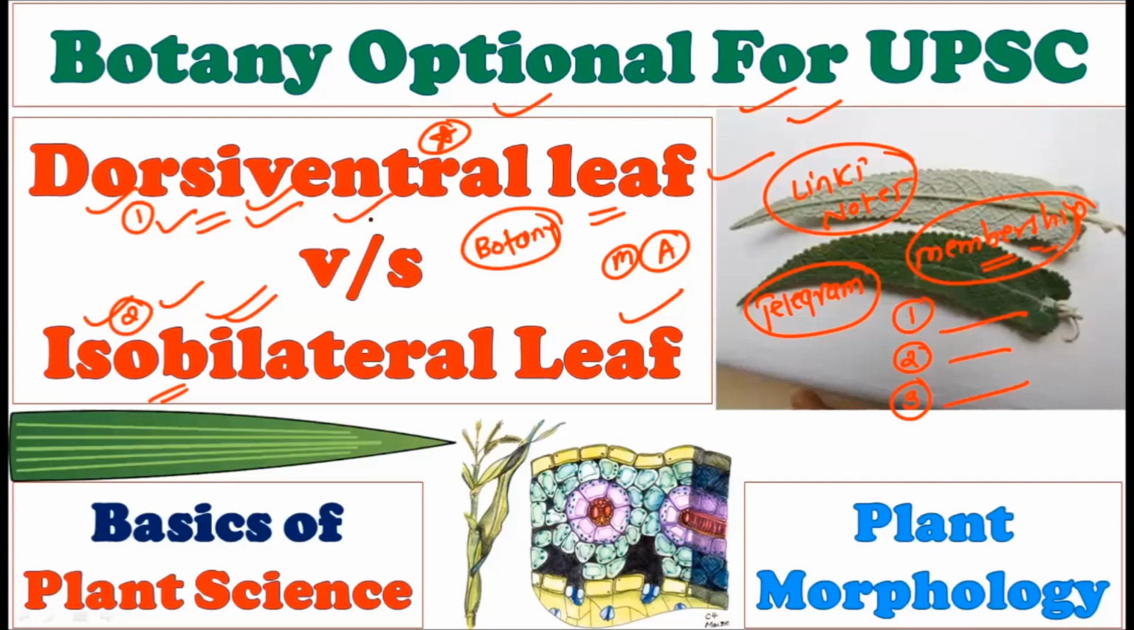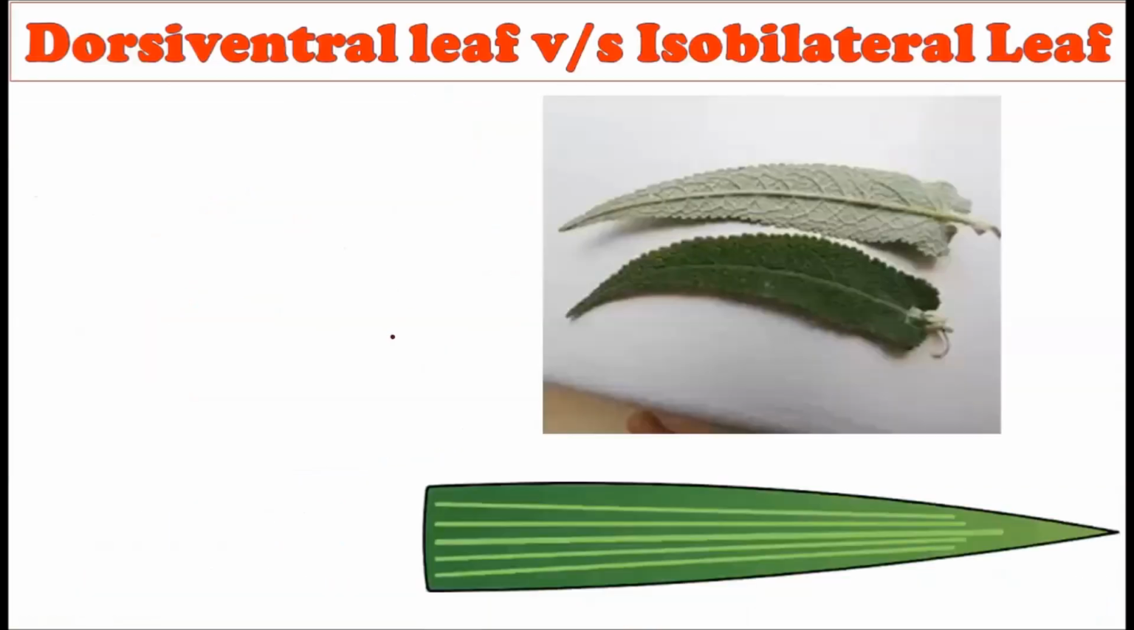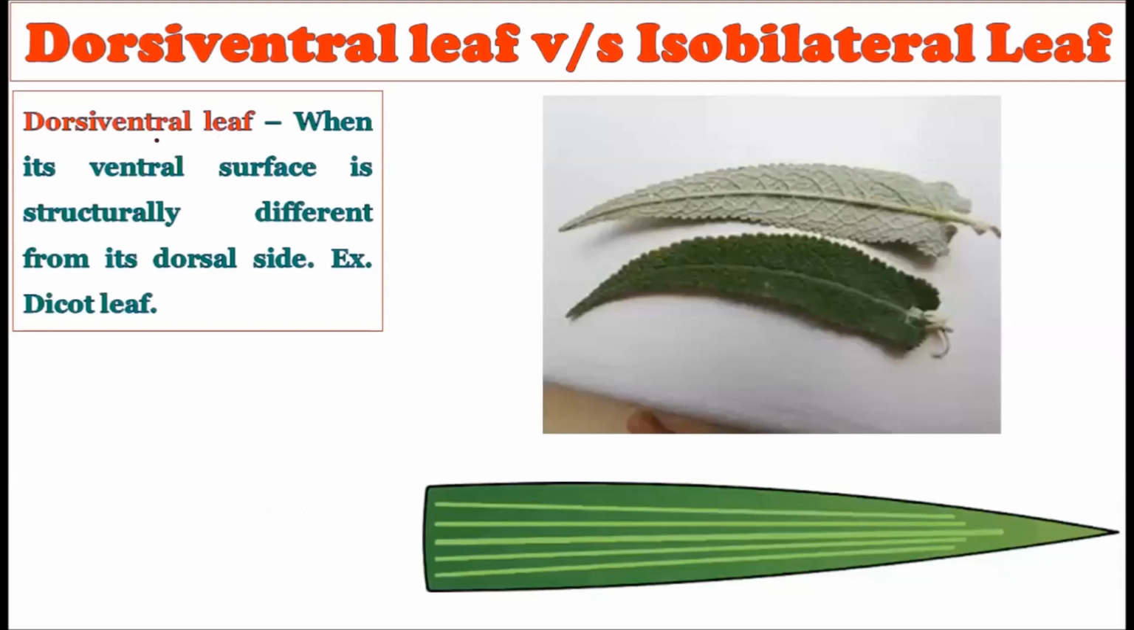So let us begin with the dorsoventral leaf and the isobilateral leaf. Now let us consider first what is a dorsoventral leaf. What do you mean by the dorsoventral leaf? See, when the ventral surface is structurally different from the dorsal side of the leaf, it is called a dorsoventral leaf. And an example for this is the dicot leaf.